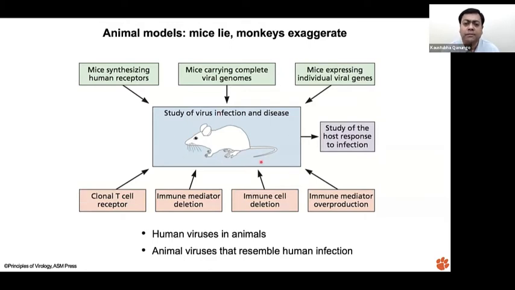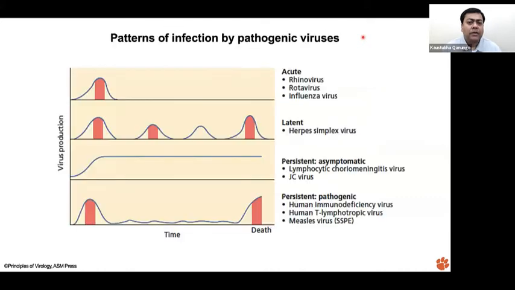And all of these models are actually used to see the function of these viruses in animal models. And we can see, if you overproduce an immune mediator, if you just overproduce an interferon alpha or beta or gamma, what happens to the viral infection? So all these can be done in animal models, but the problem is that it is not exactly what human beings are, and that's why we often say, as a fun saying, that mice lie and monkeys exaggerate.